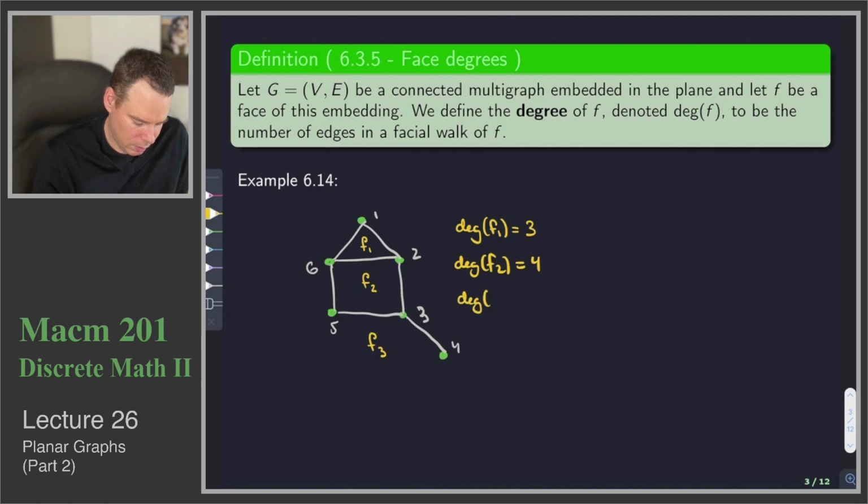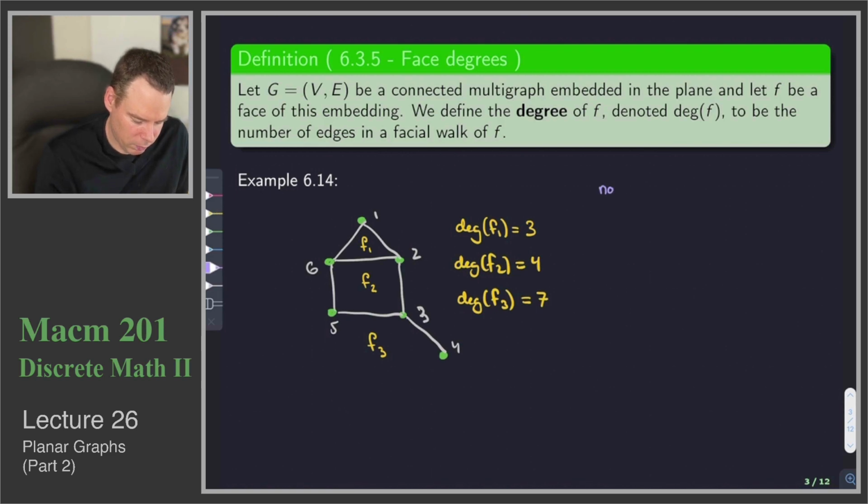And the degree of the face f3, well, we already worked that out above. We found the facial walk. We can count it again: 1, 2, 3, 4, 5, 6, 7. So it's degree 7.